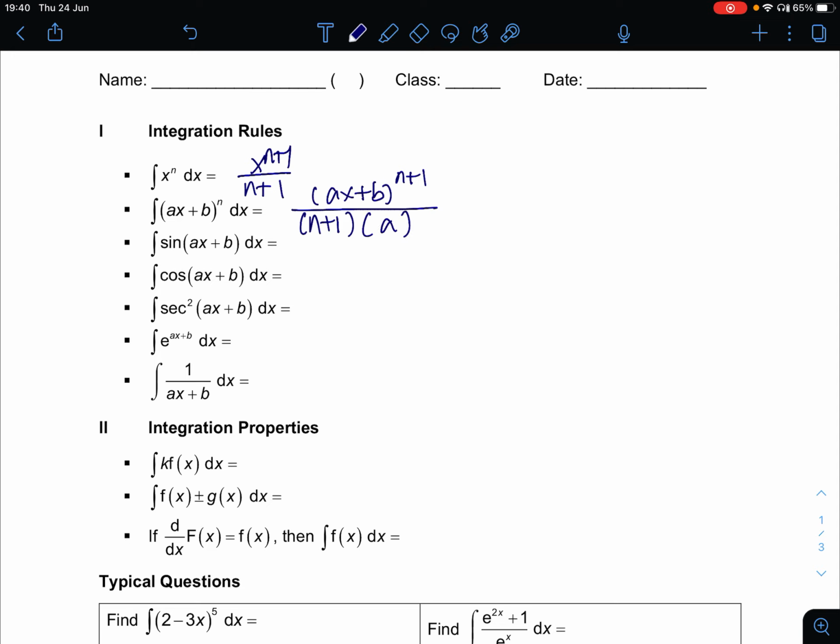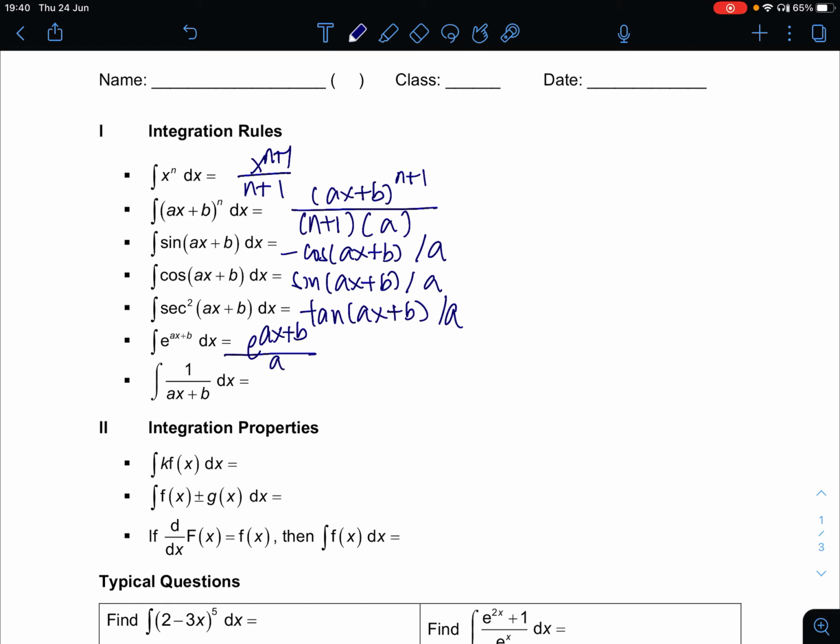Okay. Integrate sine will be negative cosine (ax+b) over a. Integrate cosine is sine (ax+b) over a. Integrate secant squared is tangent (ax+b) over a. Integrate e^(ax+b). Differentiate, you keep it there, right? So integrate, you also keep it there. But differentiate, you times a. So integrate, you divide by a.